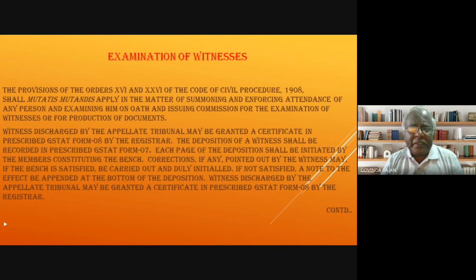In case of a witness, the deposition of the witness shall be recorded in GSTAT Form 7. All his versions will be recorded on paper, and each paper he will sign, and all the members will sign.